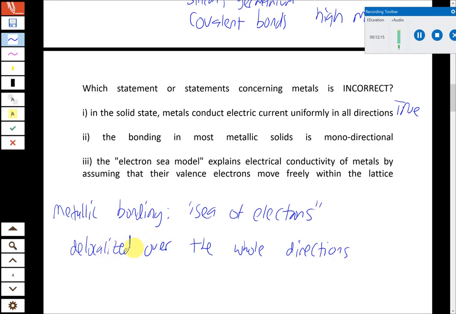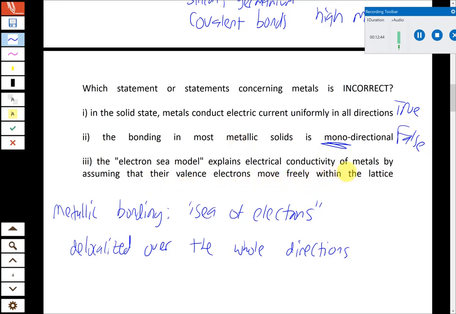In metallic bonding, you have electrons that are shared really over the whole piece of metal, freely moving throughout the substance, and that's not really a directional model, but as we said, it goes in all directions, and that leads to electrical conductivity in all directions. So this one's going to be false because monodirectional means in a single direction, but metallic bonding goes in all directions through the solid.